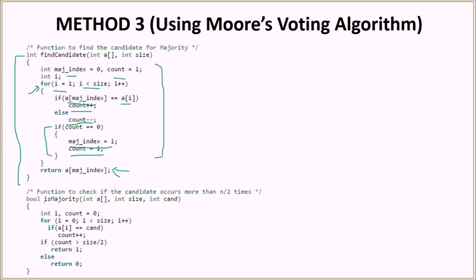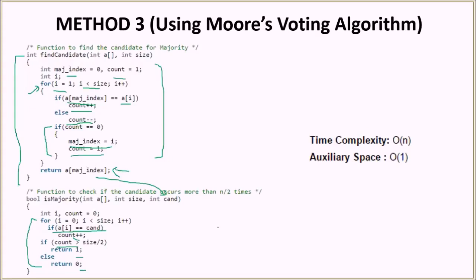Once this is done, this will be passed to the candidate value here, and then we run a loop and check if it occurs more than n by 2 times. So we increase its count every time we encounter that element, and then we also check if the count has become greater than size by 2. Then we return 1, else we return 0. So the time complexity of this algorithm will be order of 1, and the auxiliary space that will be used will also be order of 1. Sorry, the time complexity will be order of n, and the auxiliary space used will be order of 1.